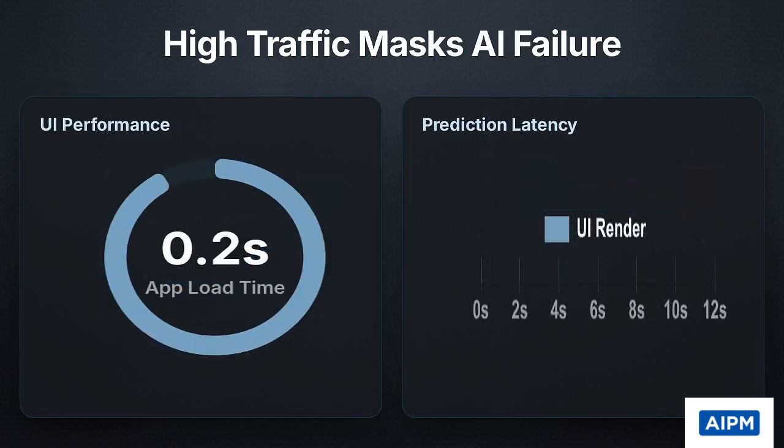Next, compare speed metrics. Standard analytics track app load time. AI Observability tracks prediction latency, the time it takes for the model to actually generate a probabilistic response. A lightning-fast user interface means nothing if the underlying AI takes too long to process a prompt. If the app opens instantly but spins for 10 seconds waiting for inference time, the user experience is broken.